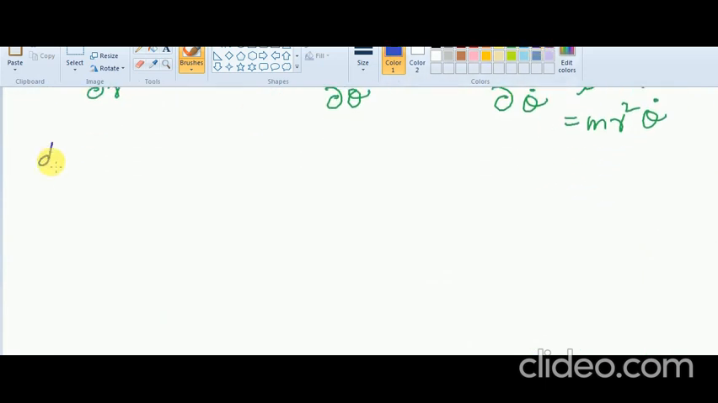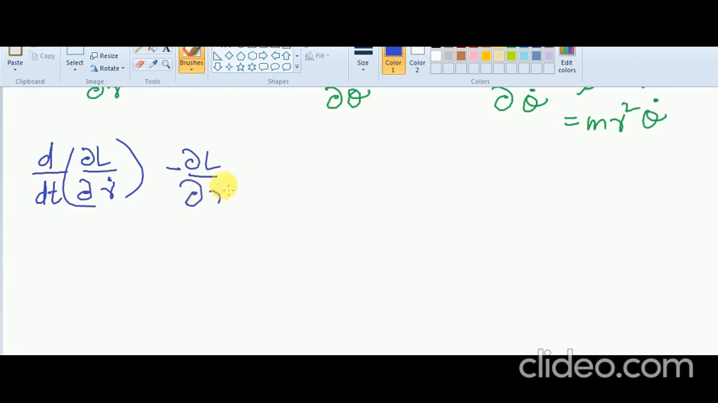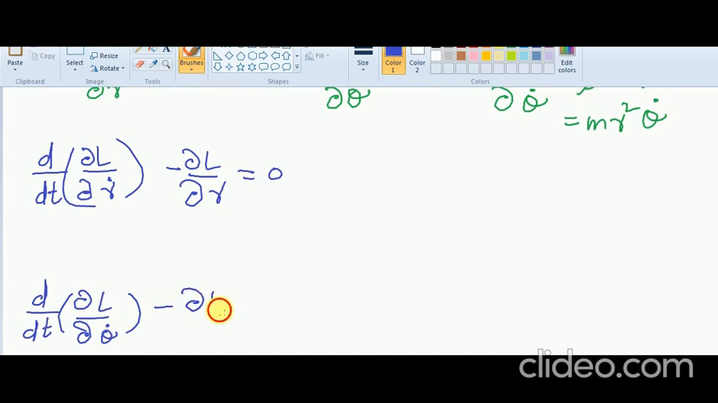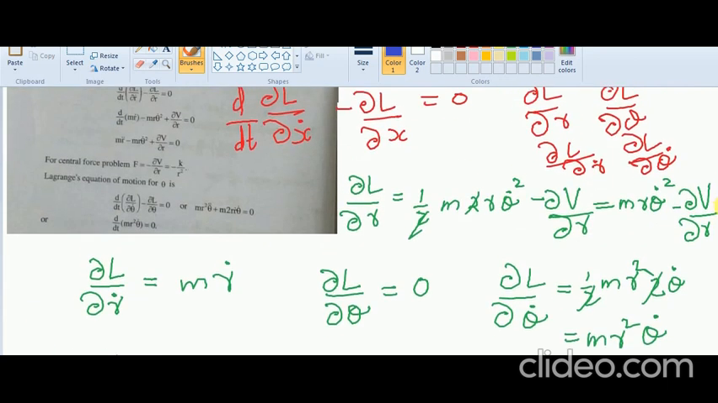So we can write these 2 Lagrange equations now. First one: d by dt of dou L by dou r dot minus dou L by dou r equal to 0. This is the first one. And the second one is d by dt of dou L by dou theta dot minus dou L by dou theta equal to 0. What is dou L by dou r dot? This is m r dot.